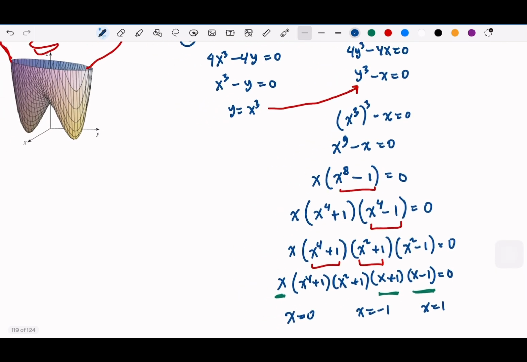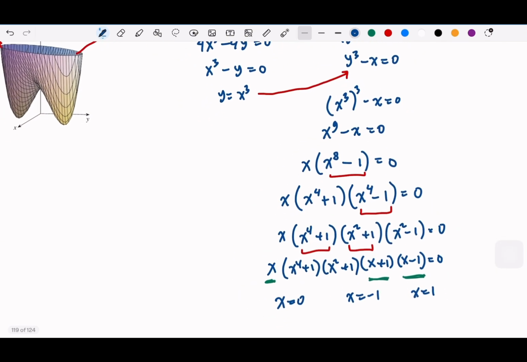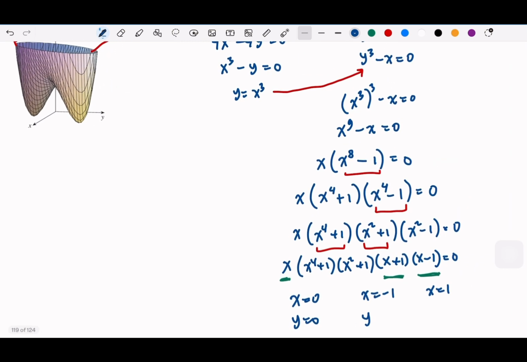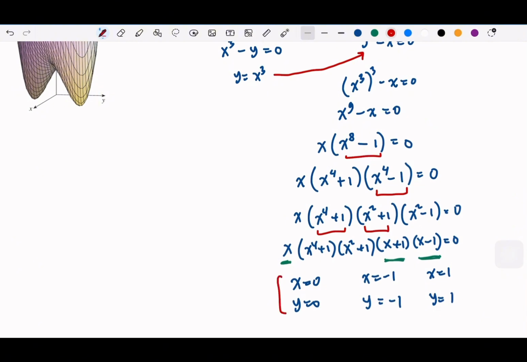Okay, and we know that x is equal to y cubed. So when x is 0, y is 0. When x is negative 1, y is also negative 1, right? When x is 1, y is 1. Okay, so we have all these pairs, all these critical points. So this is critical point.